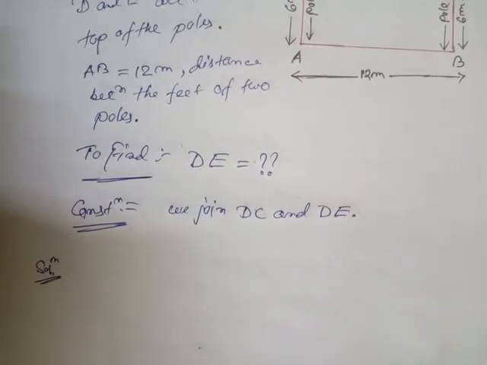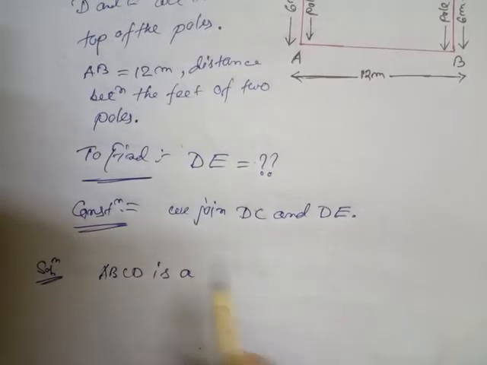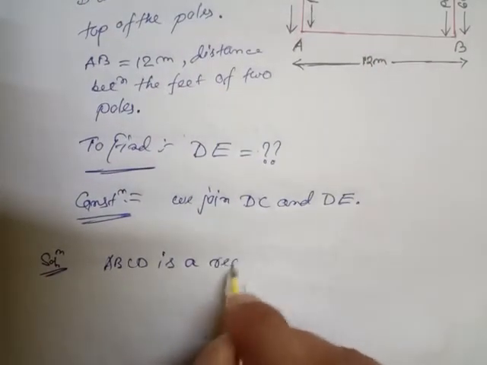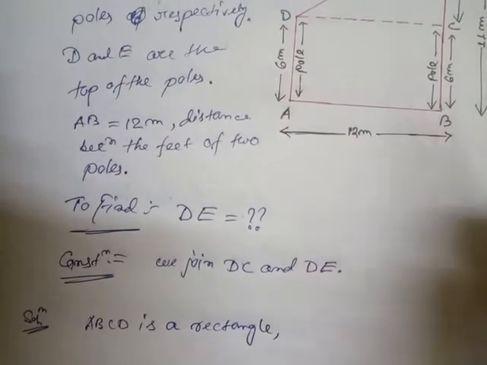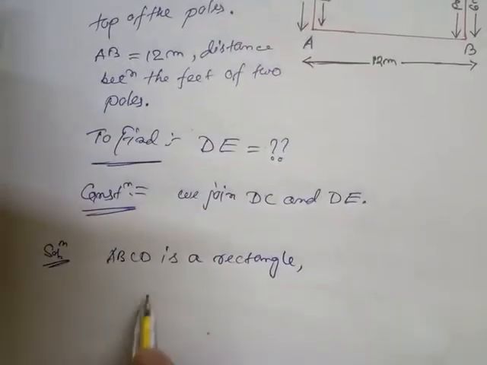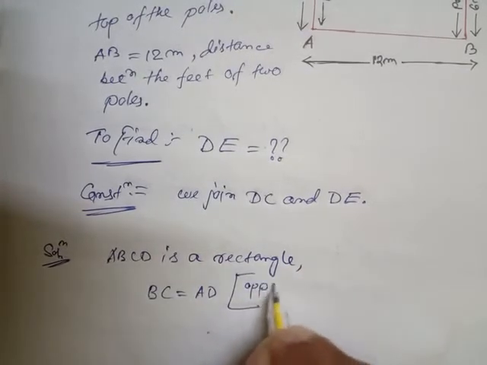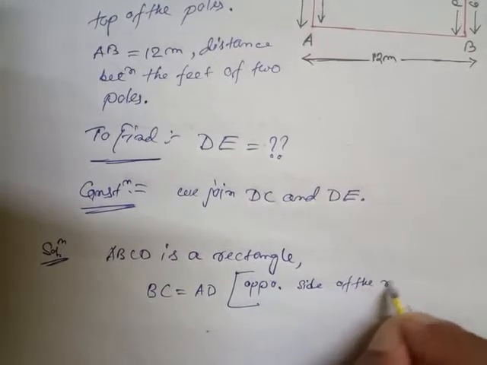So we can write down also the solution that we'll write down here, that ABCD is a, look in the diagram, ABCD is a rectangle, and we know that opposite sides of a rectangle are equal. So students, we write down here that BC equal to AD. So BC equal to AD, opposite sides of the rectangle.